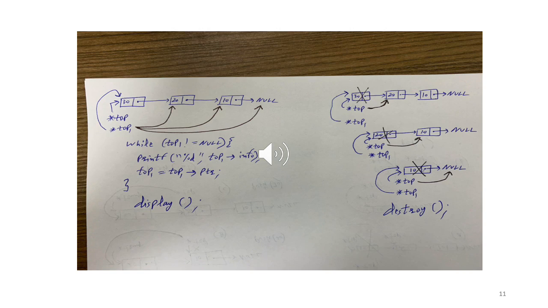Moving on to destroy. Here, intuitively think about it. What do we need to do? We need to visit the nodes. We can start with the top, and every time we visit a node, we have to delete it.